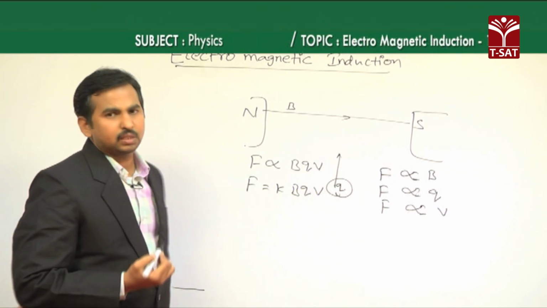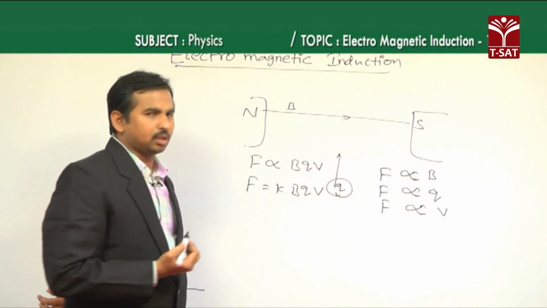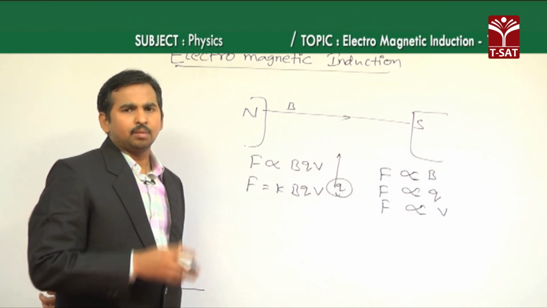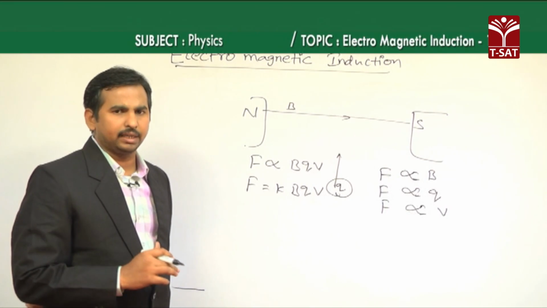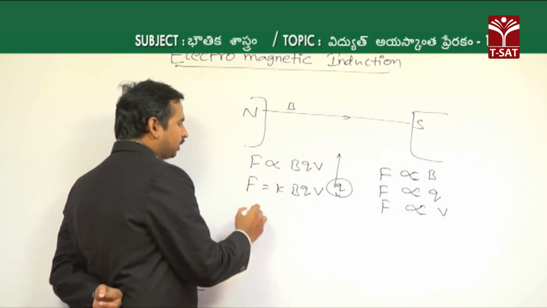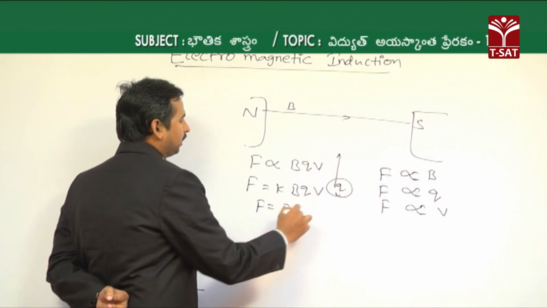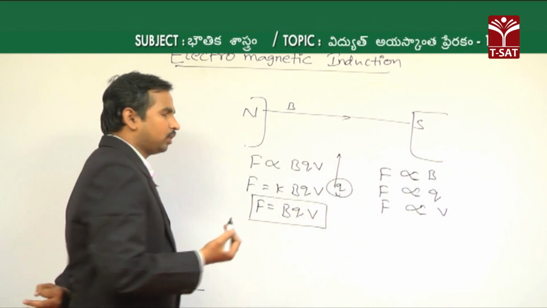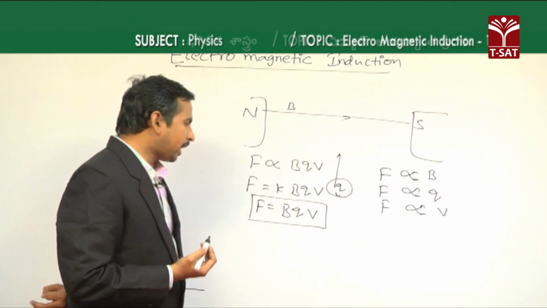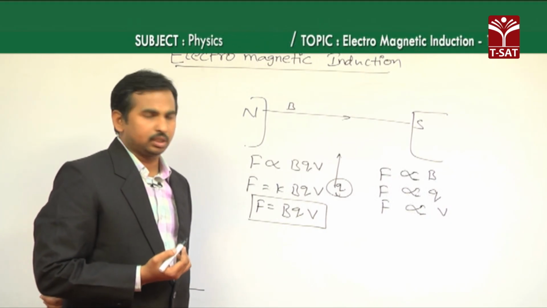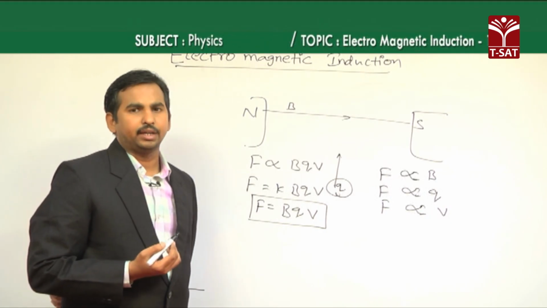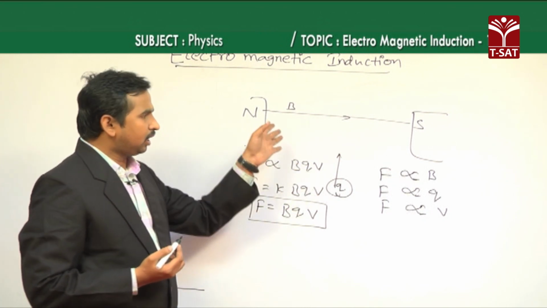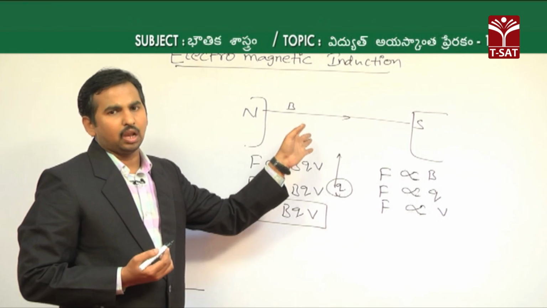This is the case where the charge is coming perpendicular to the magnetic field, perpendicular to the plane of the magnetic field. Then if you take that constant as 1, finally we get the formula F is equal to BQV. This is the force acting on any moving charge once it enters the magnetic field.